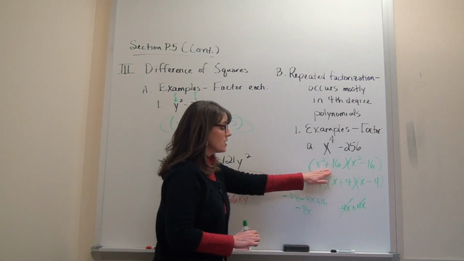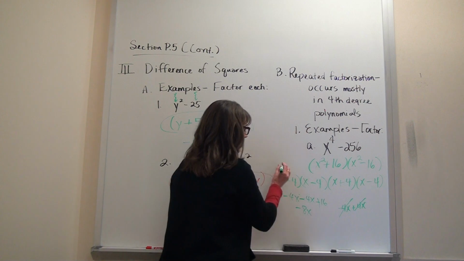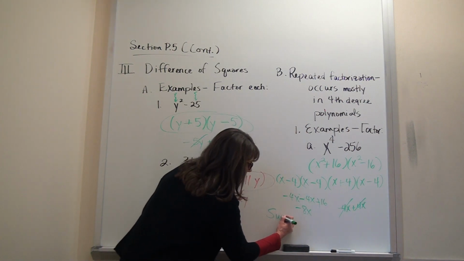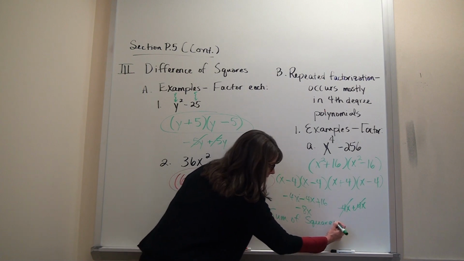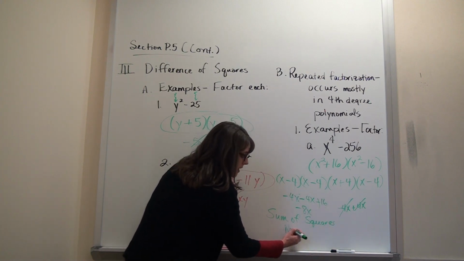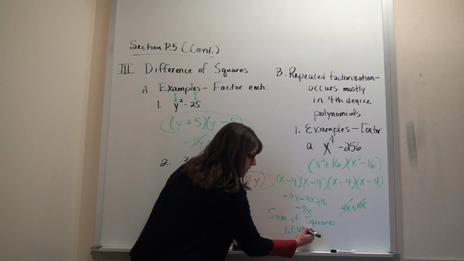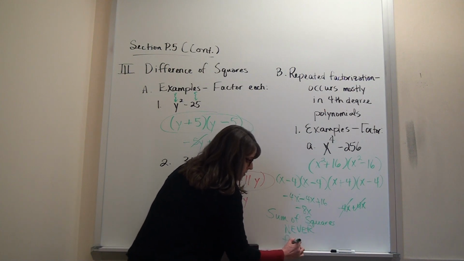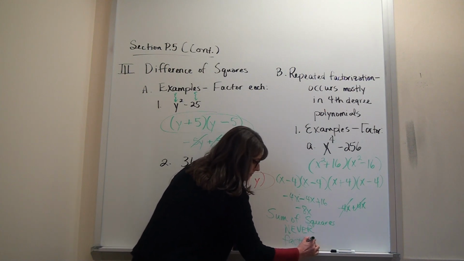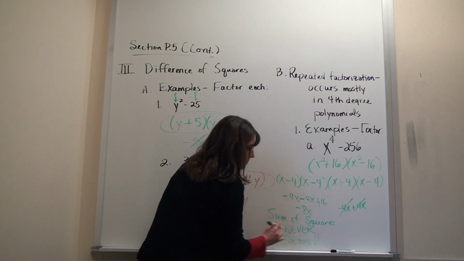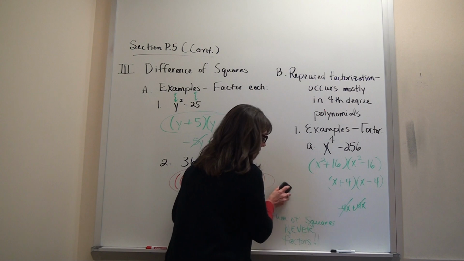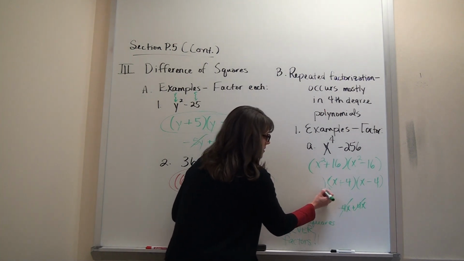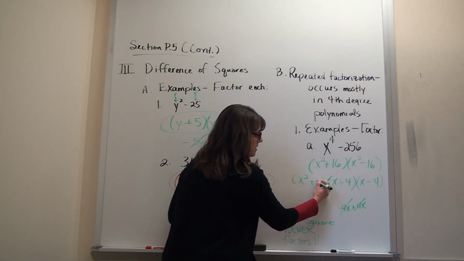So what happens is this is what we call a sum of squares. I'll write it down here. And sum of squares never, ever, ever factors. Never factors. So when you see a sum of squares, you're stuck and you cannot take that any further at all. So this one will stay as an x squared plus 16.